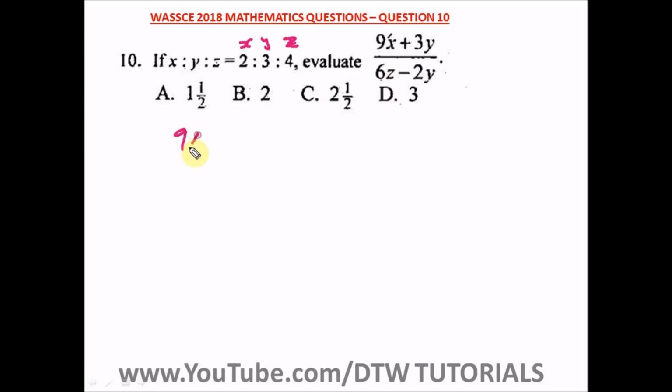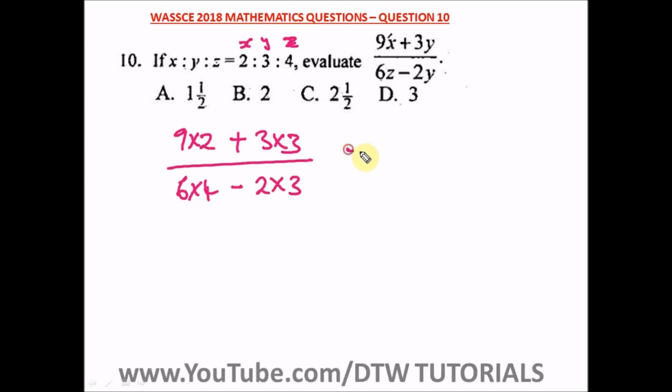All right, so here we have 9 times x, what is x? x is 2, plus 3 times y, what is y? y is 3, divided by 6 times z, what is z? z is 4, minus 2 times y, what is y? y is 3. So here what do we have? 9 times 2 is 18, plus 3 times 3 is 9, divided by 6 times 4, that is 24, minus 3 times 2, that is 6. So 18 plus 9 will give us 27.